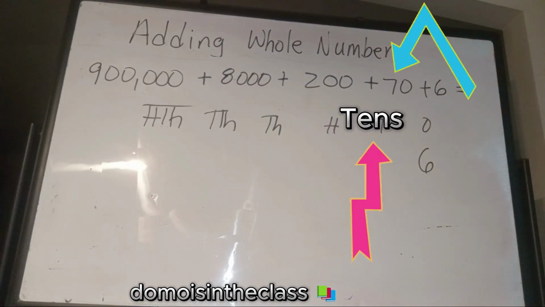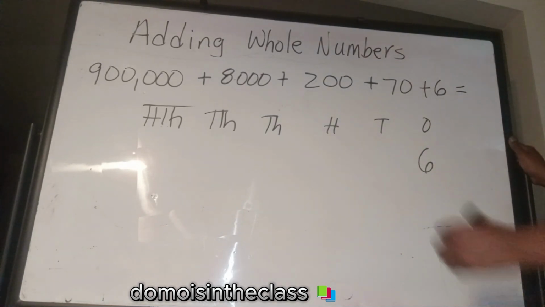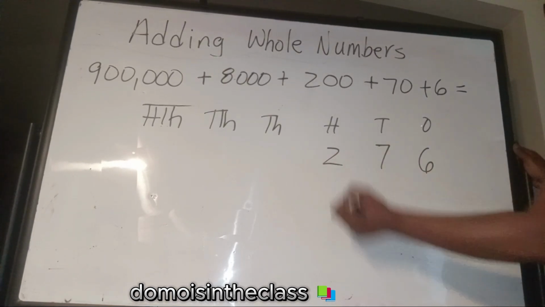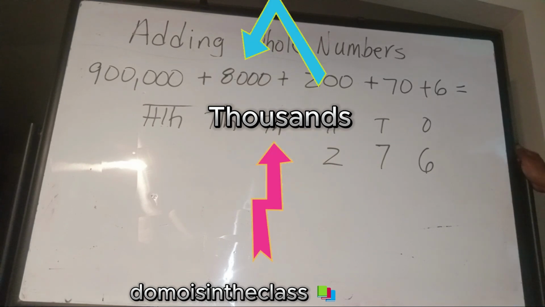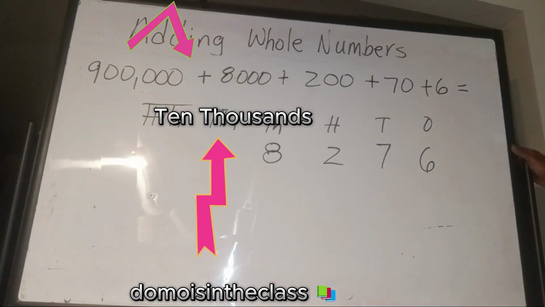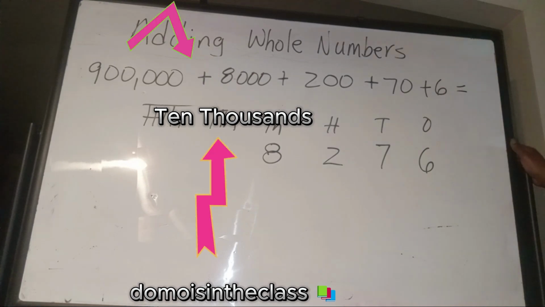Do we have anything in tens? Yes, we have 7. There we go. We got anything in the hundreds? Yes, we have 2. There we go. Got anything in the thousands? We have 8. Great job. Anything in the 10,000s? We have 9. In the 10,000s?